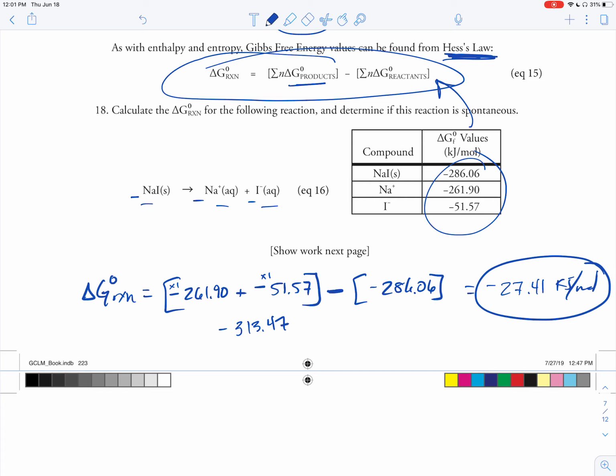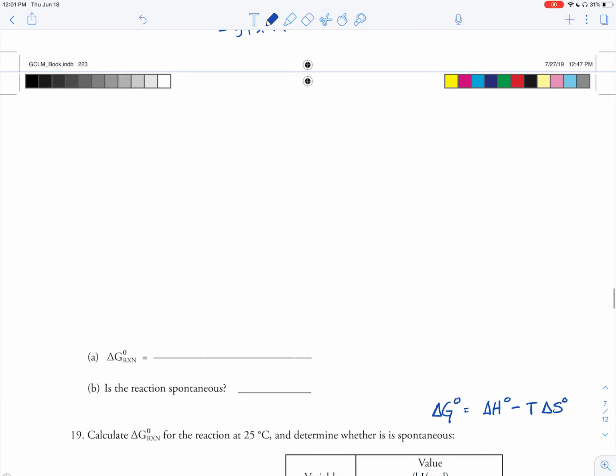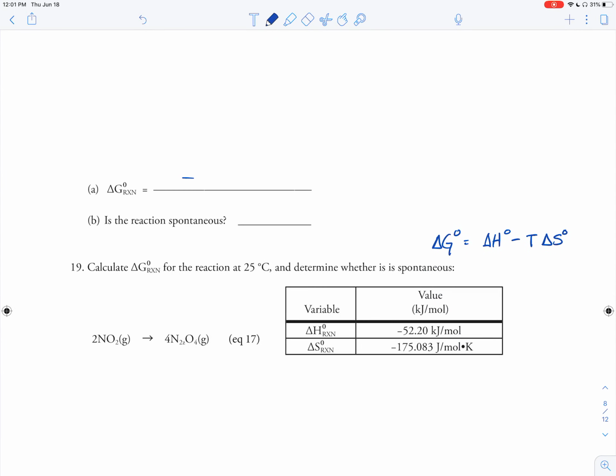That's negative. So since it is negative, is this reaction spontaneous or non-spontaneous? And that's the negative 27.41 kilojoules per mole. That's what these lines are for. Is it spontaneous? Absolutely, because it's negative.